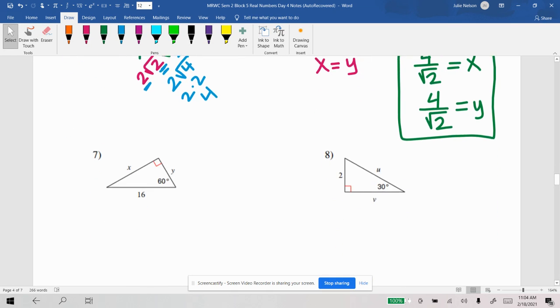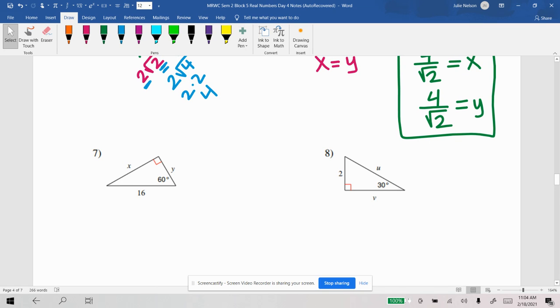Let's take a look at number 7 and 8. Yes, I know I skipped the other numbers because I was cutting and pasting. Both of these are 30, 60, 90-degree triangles. So first thing I want to do is I want to recognize where the 30 degrees is. Because if I recognize where the 30 degrees is, that is what we call x. Well, this right here is the 30 degrees. So this right here is the shortest leg.